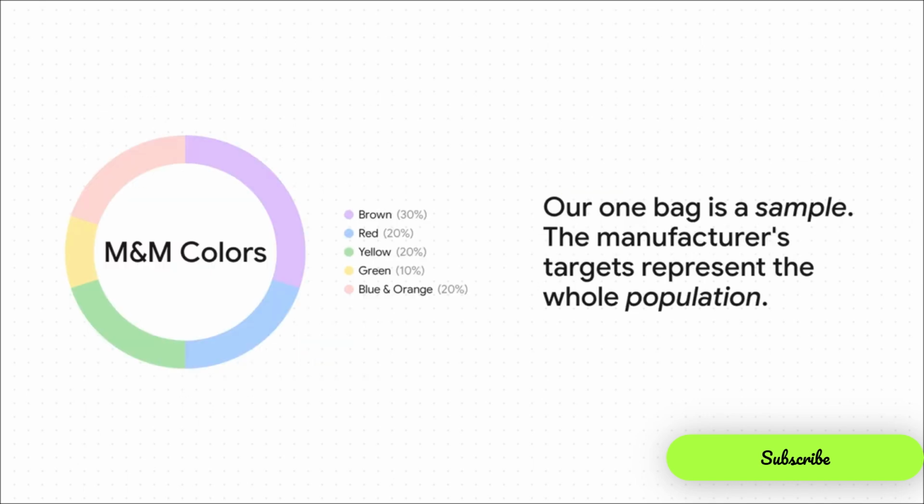And this brings us to a really core concept in all of statistics. Our one little bag of candy? That's just a sample. The population is all the M&Ms ever made everywhere. The manufacturer actually tells us what percentages they're shooting for. And if you compare our one little bag to their target, you can see our bag was actually kind of weird. Understanding this difference between your small sample and the massive population, that is everything.